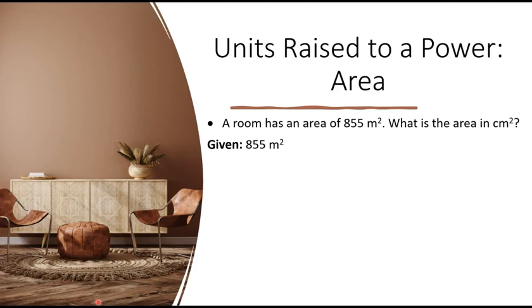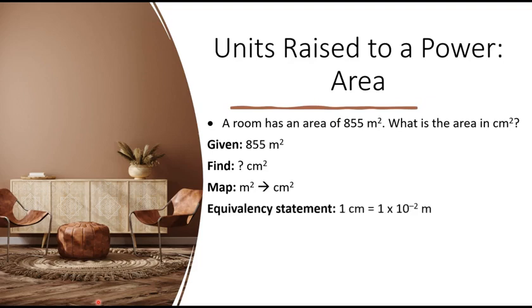We are given 855 square meters. We want to find the area in square centimeters. The map, well, we're going to take meters to centimeters, but we're going to have to square our conversion. The relationship between the length units, 1 centimeter, is equal to 1 times 10 to the negative 2 meters. When we set this up into our conversion factor, we're just going to square our conversion factor so that we end up squaring everything, the numbers and the units.